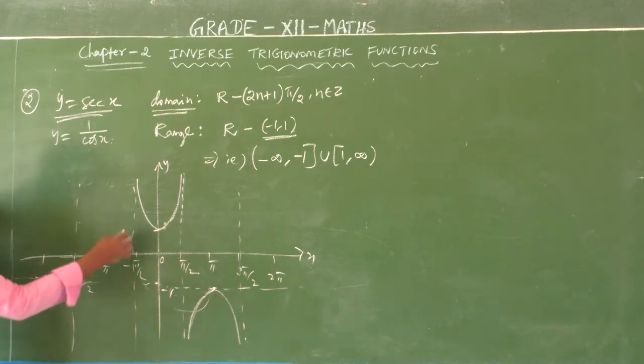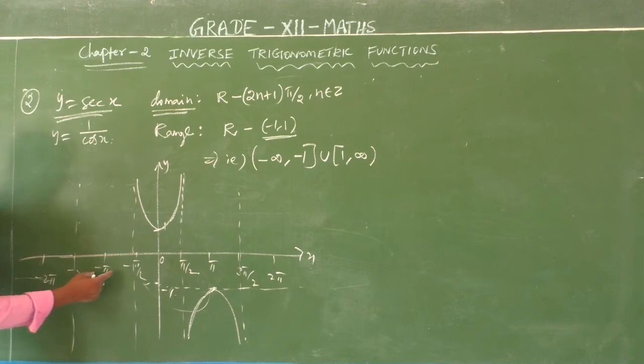Next, cos of minus pi is -1 and also secant of minus pi is the same. Answer -1. So minus pi comma -1.